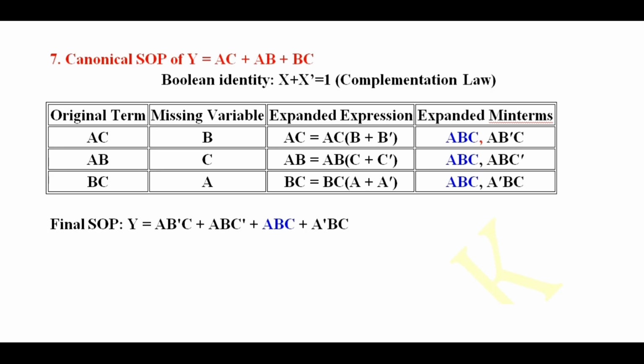Now combine all the expanded terms we have created. So the full expression becomes Y equals AB dash C plus ABC dash plus ABC plus A dash BC. And remember, we can remove duplicates to get the final canonical SOP form.